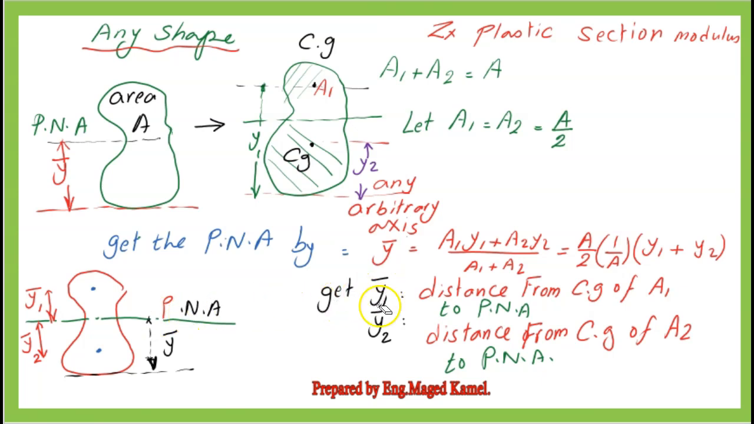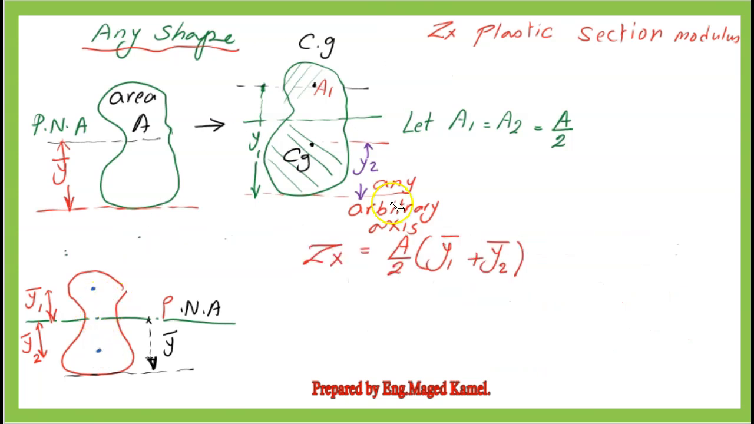Estimate Y1 bar and Y2 bar about the plastic neutral axis. To estimate the plastic section modulus Z sub x, use the expression Z sub x equals A over 2 multiplied by (Y1 bar plus Y2 bar).